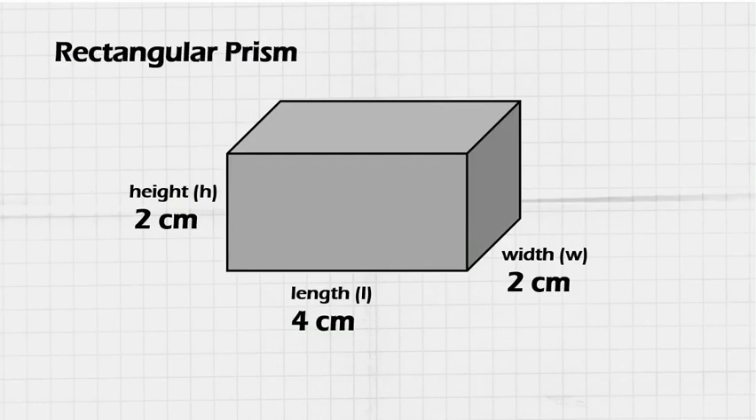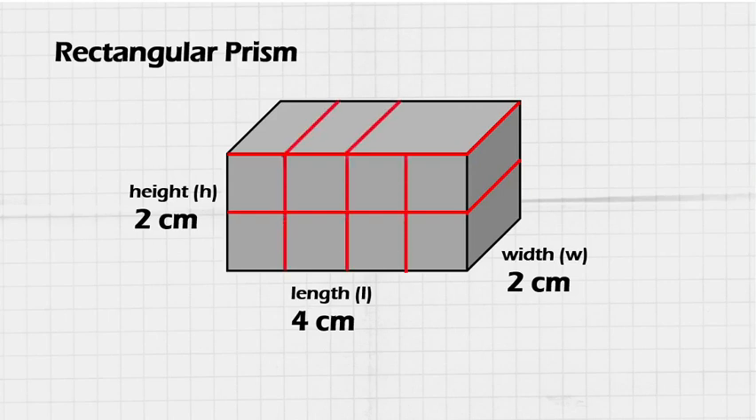Here, the rectangular prism has a height of 2 cm, which means it has two 1 cm cubes: 1, 2. Now for the length, it has 4 cm, so that will be four 1 cm cubes: 1, 2, 3, and 4. And for the width, it is 2 cm, so that will be two 1 cm cubes: 1, 2. Now, we have formed some cubic units.